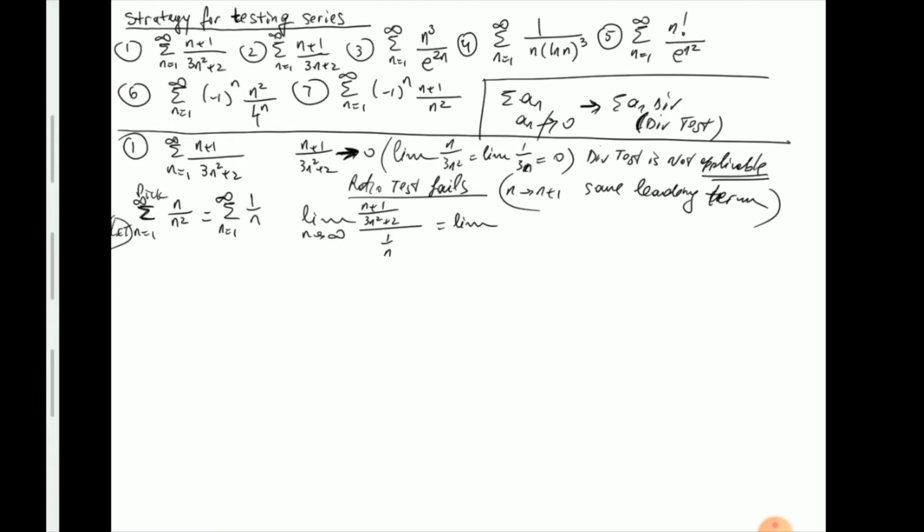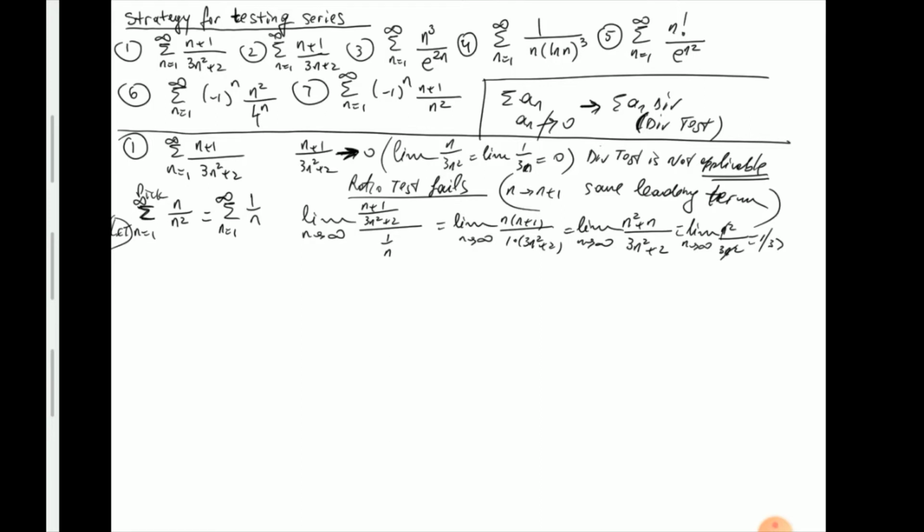I need to simplify this a little bit. n times n plus 1 over 1 times 3n squared plus 2. Remember always to pause and go slower if you need to catch up with the computation. And now the limit is the limit of the ratio of the leading coefficients, which ends up being 1 over 3.